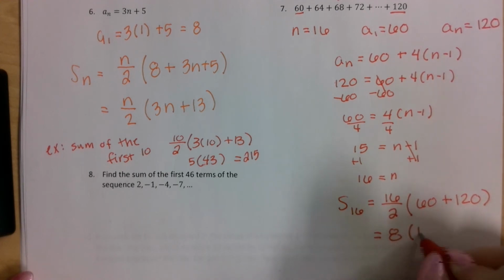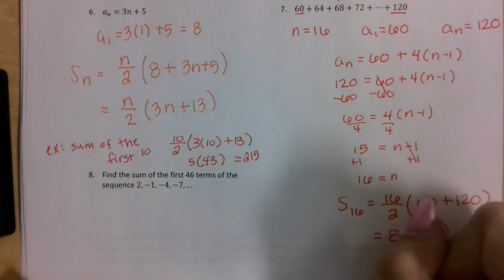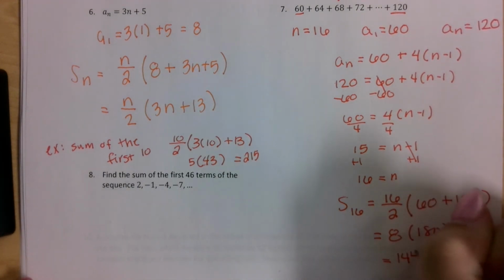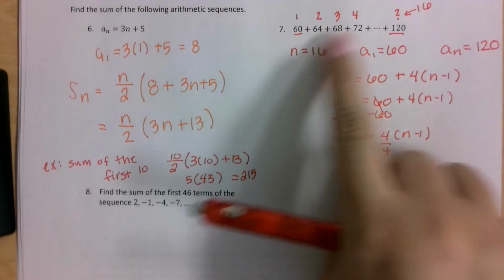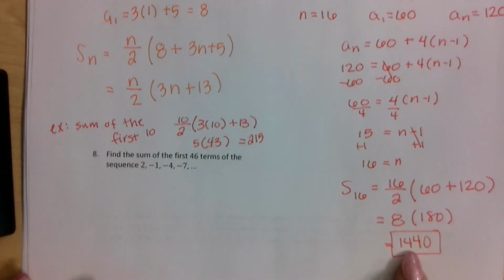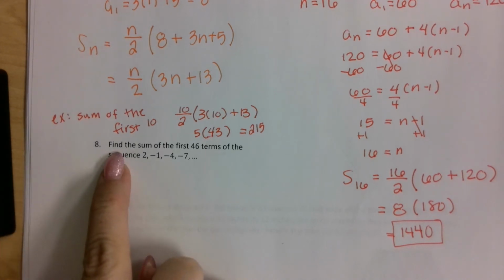So 8 times 180 gives us 1,440. So if I added all of these up in my calculator from 1 all the way to 16, I would get 1,440. Okay, so in this problem, same concept.